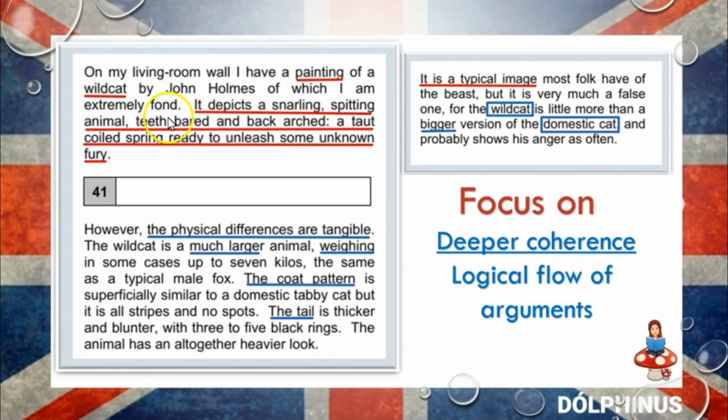For example, the description is making reference to this, and the comparison is making reference to this. And how do they relate to each other in this paragraph? Well, it's because it is making a comparison because the typical image is false. That's why he compares them.